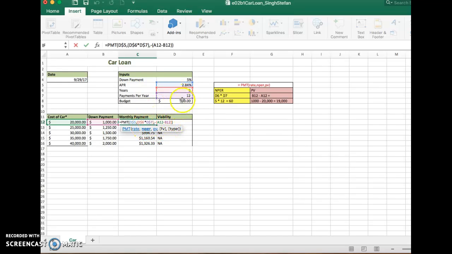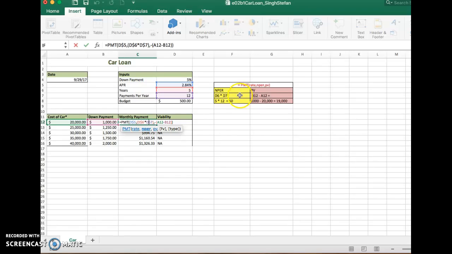The total number of payment periods in this case was a bit tricky because I had to calculate the number of years and the number of payments per year. So the total number of payment periods, as you can see over here in the yellow box, is 5 times 12, or D6 times D7.